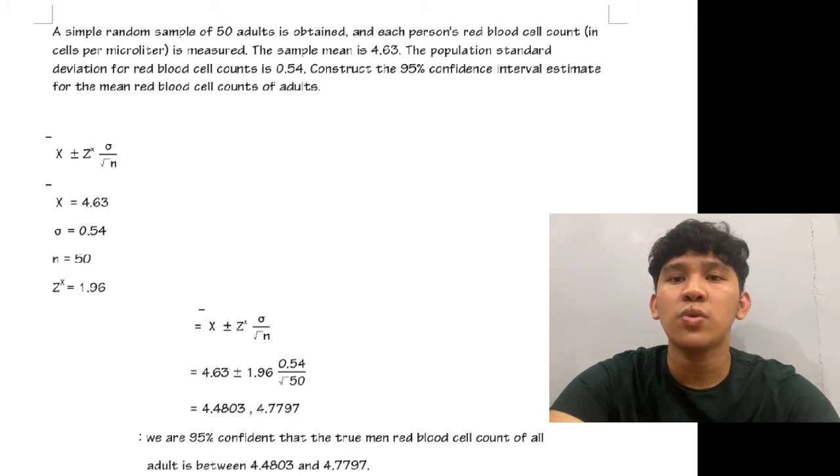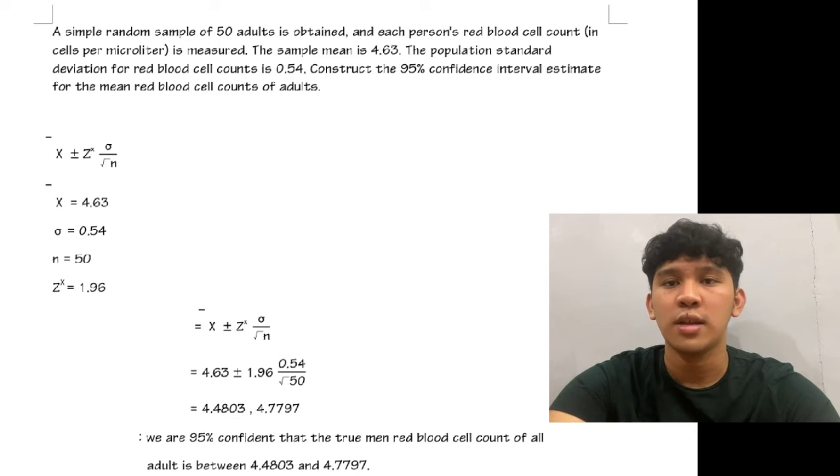Now, rather than actually doing all this math, I'm going to go on my calculator and push the start button. If you scroll over to test, one of your options is a Z interval, and if you click the stats button, here you can say the population standard deviation is 0.54, our sample mean is 4.63, and our sample size is 50, and we want a 95% confidence interval. Here our interval is 4.4803 and 4.7797. With that, we will go to the conclude step.